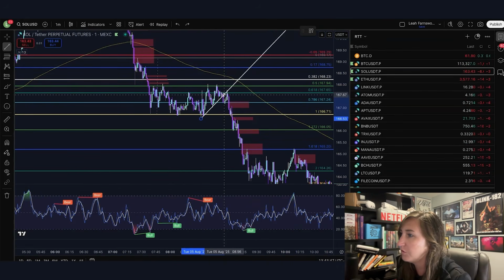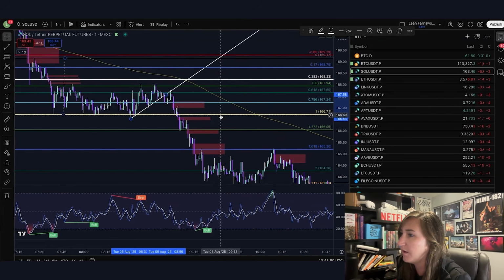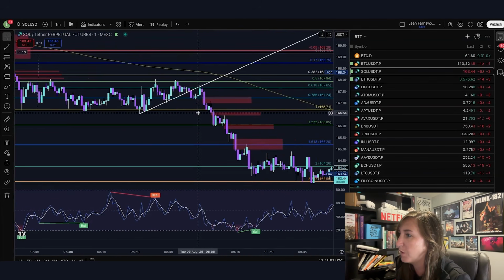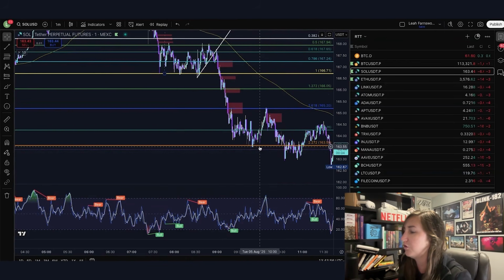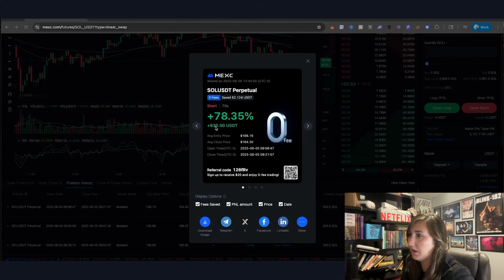So you'll see we have a little trend break here on the 1 minute, a nice little solid retest as well. So solid retest, and it just completely broke down to our 2.272, which is awesome. So this move actually netted me around $930 in profit. We were doing a 70x leverage here.